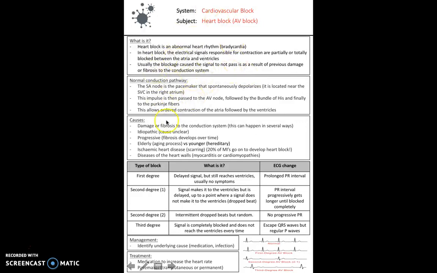And remember, your normal conduction system is from the SA node to the AV node, to your AV bundle as such, down through your bundle branches or your bundle of His, and out through your Purkinje fibers contracting your ventricles.